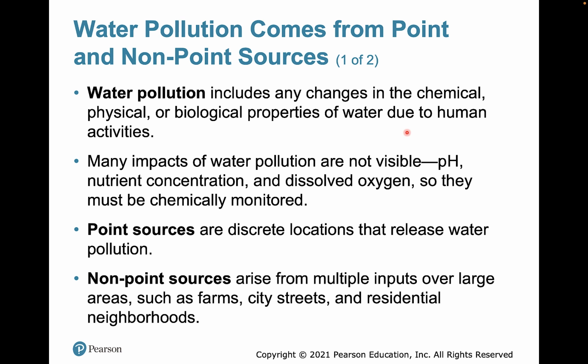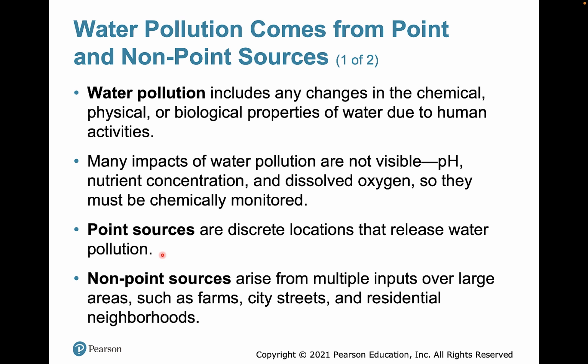A lot of those impacts of water pollution are not visible, okay? Like we did in Kingwood Park. We measured pH, we measured nitrate and phosphate, which is nutrient concentration. We measured dissolved oxygen. You can't see that kind of pollution, so you have to test and monitor like we did. There are two main types of water pollution: point source and non-point source.